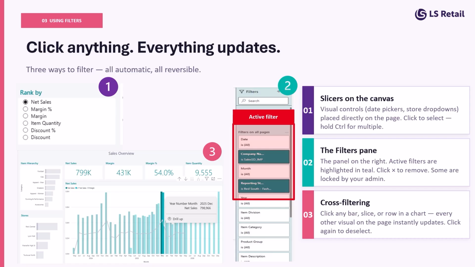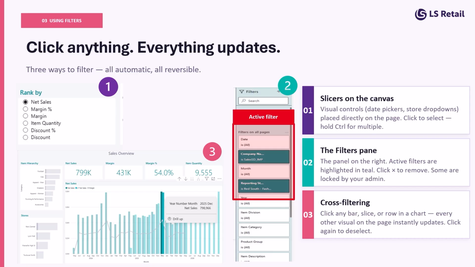Third, cross-filtering. Click any bar in a chart, any row in a table, and all other visuals on the page instantly update to show only that selection. Click the same element again to deselect. And the best part? Nothing you do here changes the actual data in LS Central.